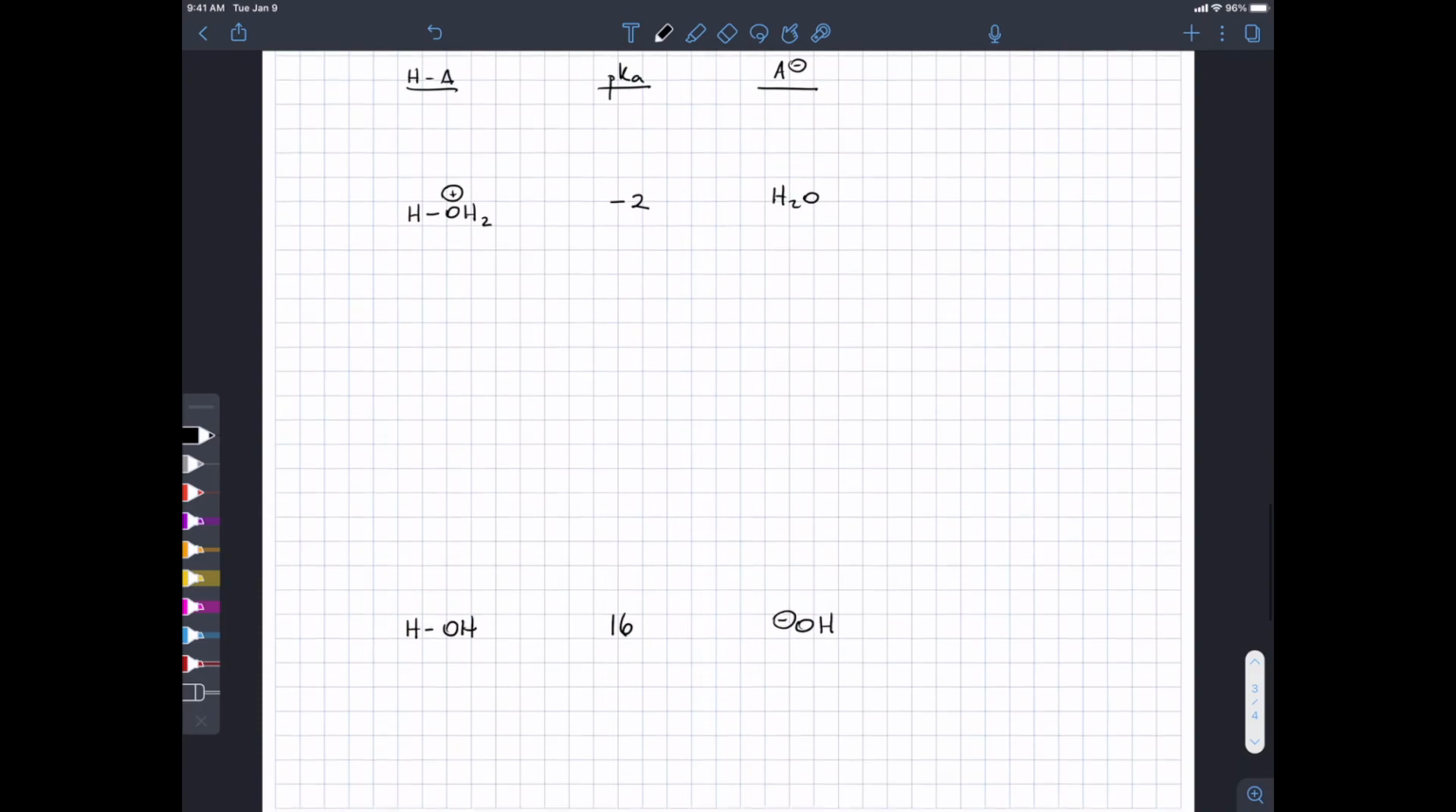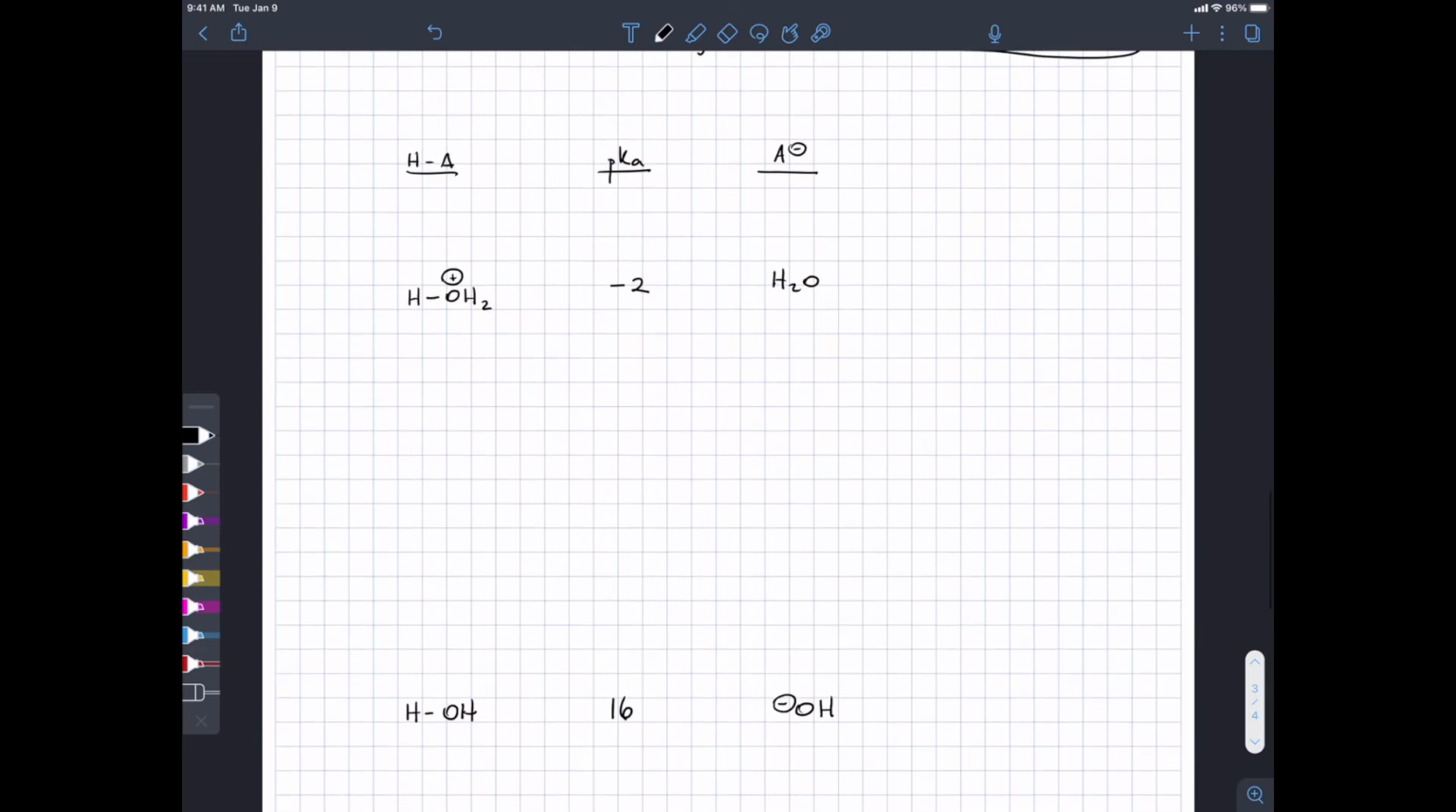Let's talk about a few things that are more acidic than, let's see if I get these wrong, more acidic than hydronium. Let's do HCl.